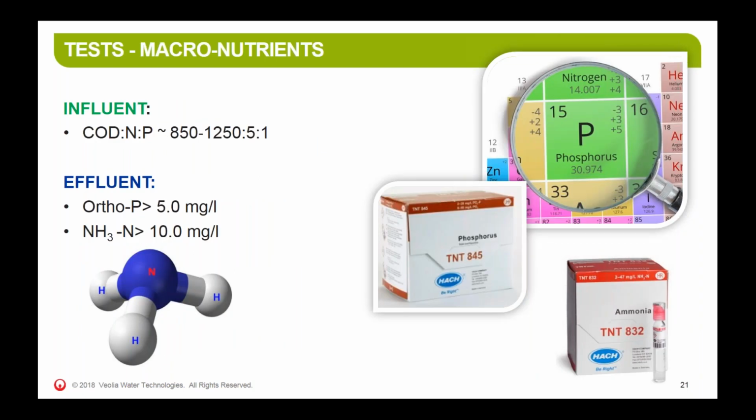Macronutrients. First of all, we test the influent, and we want to see if there's enough, okay? So we look at the COD to nitrogen to phosphorus ratio, and if that ratio is good, somewhere around 1,000 to 5 to 1, there's no need to add anything. But if it's not that, you're going to need to add nitrogen and phosphorus. And you're going to want to add it until your effluent ortho P is greater than or equal to 5 milligrams of phosphorus per liter. And you also want to add nitrogen to the point where it's greater than 10 milligrams of nitrogen per liter.